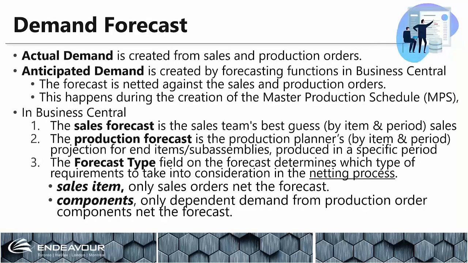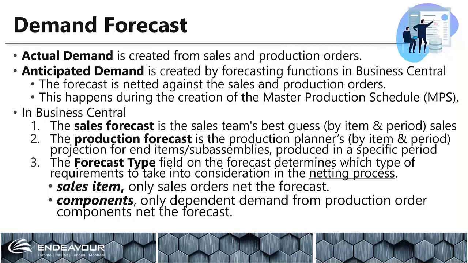Actual demand comes from sales orders and production orders. The forecasting functionality is mainly used to create anticipated demand. So the sales forecast is our sales team's best guess at what will be selling in the future.